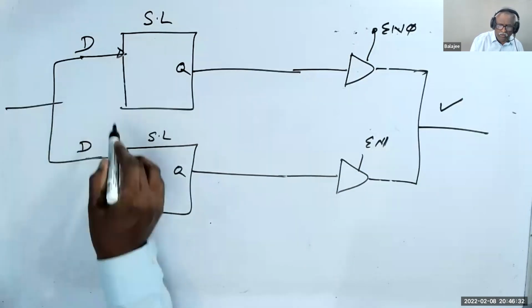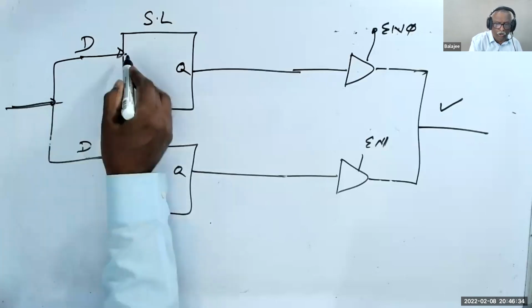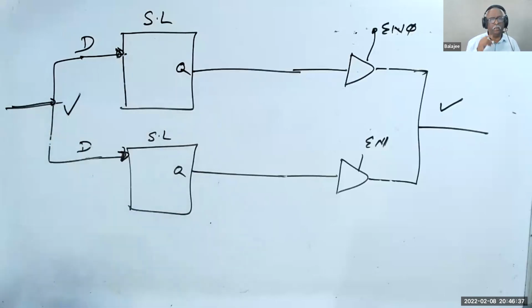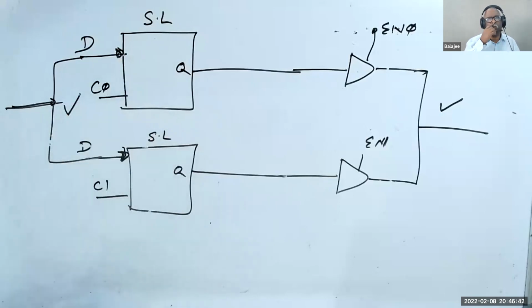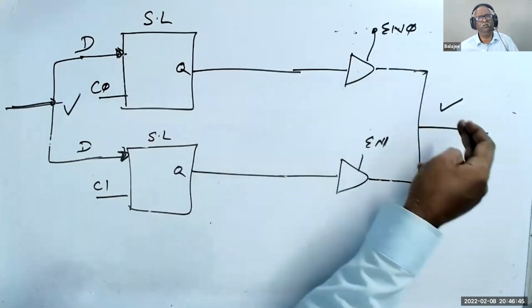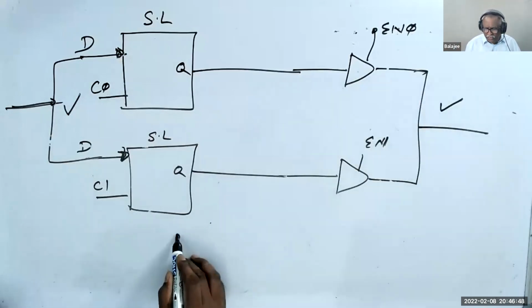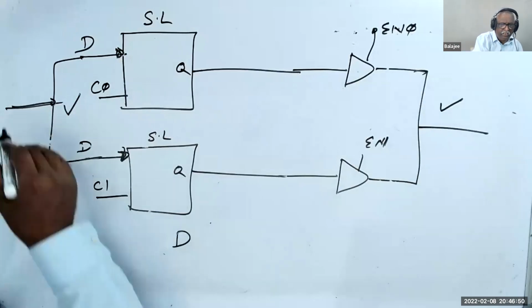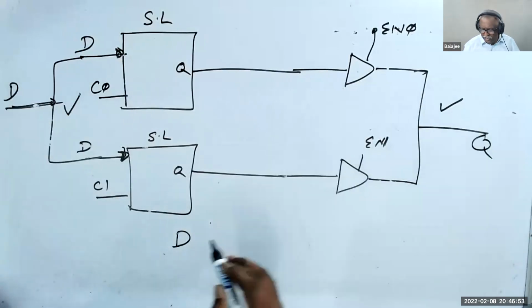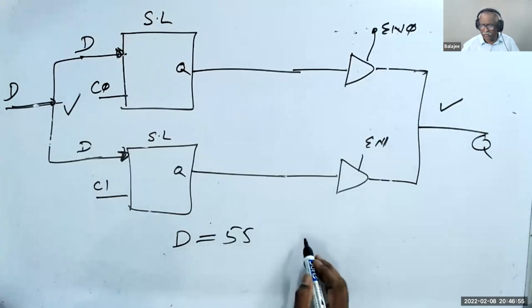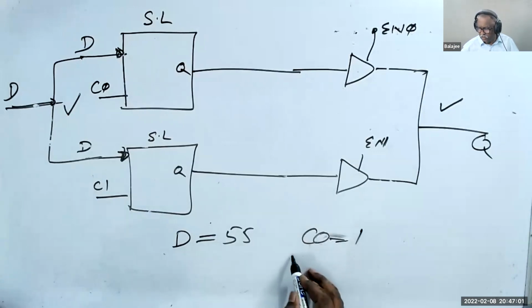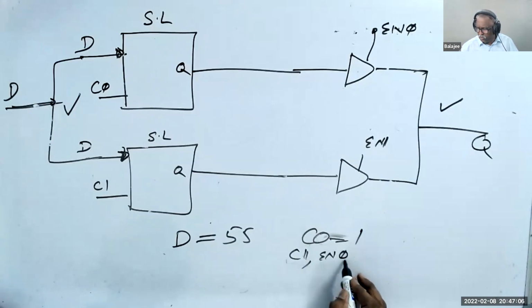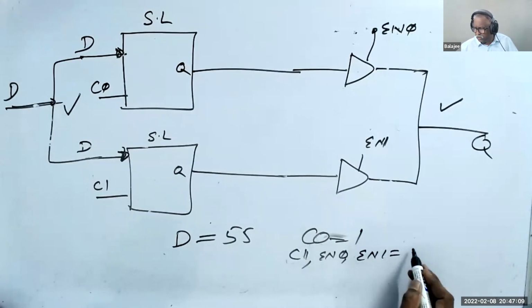This is input. I can short. One output can go to 2 inputs. That is acceptable. This is also right. Now I have a C0, C1, and this is enable. Now tell me, if I give D as a, this is D, this is Q. If I give D is equal to 55 and C0 is equal to 1, all the others are C1, enable 0, enable 1. All of them are 0.